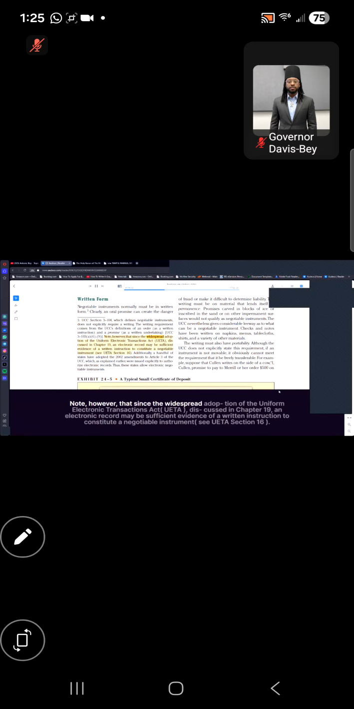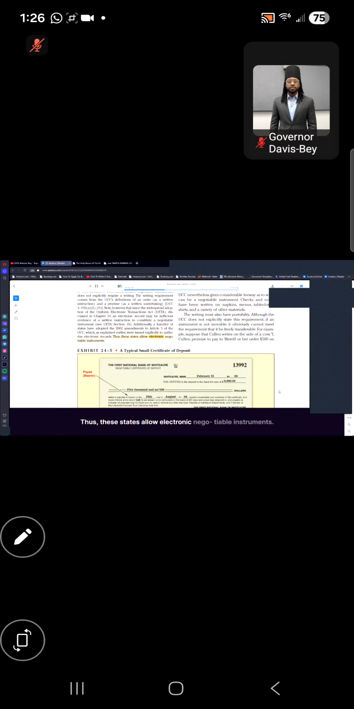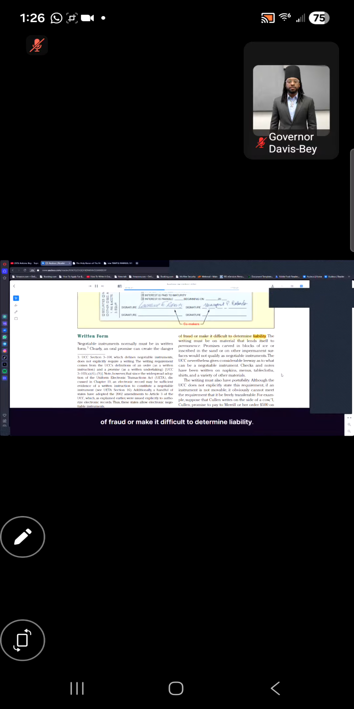Note, however, that since the widespread adoption of the Uniform Electronic Transactions Act, UETA, discussed in Chapter 19, an electronic record may be sufficient evidence of a written instruction to constitute a negotiable instrument, see UETA Section 16. Additionally, a handful of states have adopted the 2002 amendments to Article 3 of the UCC, which, as explained earlier, were issued explicitly to authorize electronic records. Thus, these states allow electronic negotiable instruments.